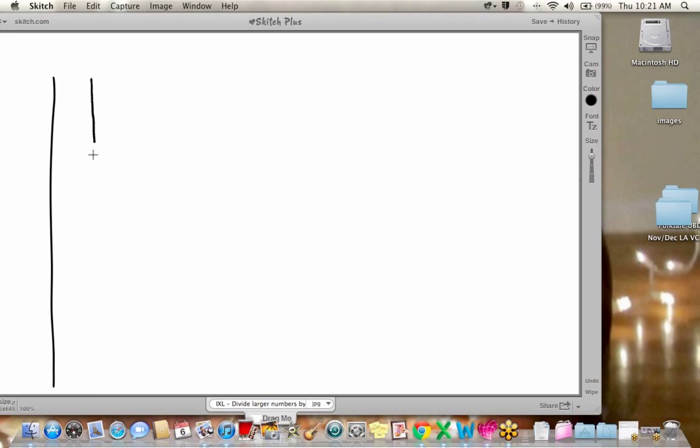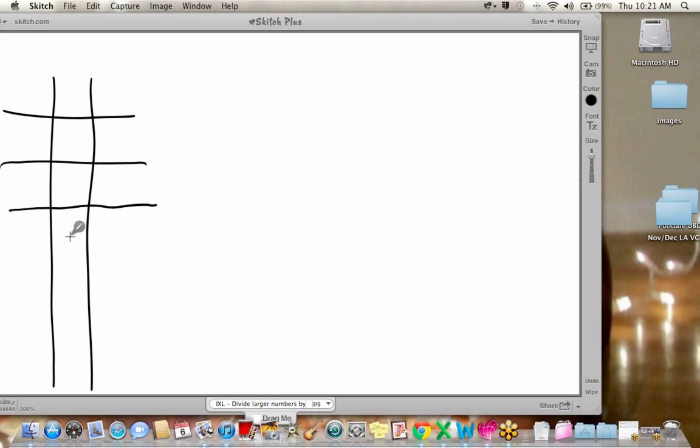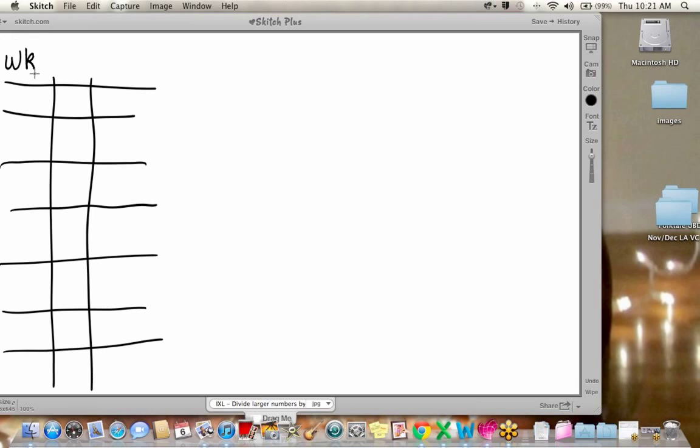I'm not very good at drawing neat tables, but I'm going to try. All right, so this is the week. And then we're gonna figure out our little equation here in a second. So I'm just gonna label the weeks. Week 1, 2, 3, week 4, week 5, week 6, and then eventually up to week 7.